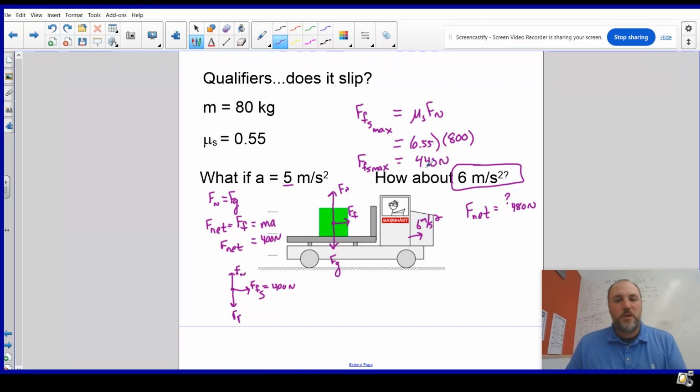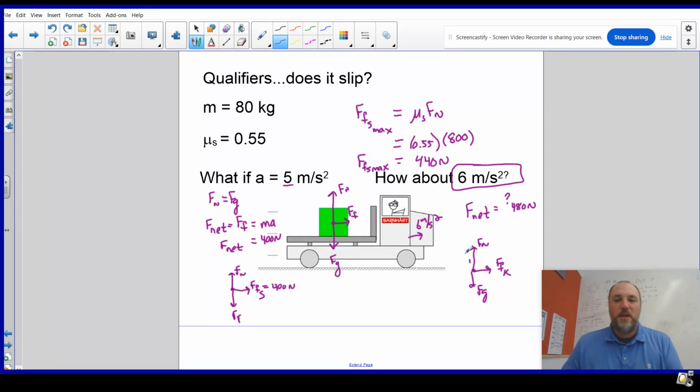Now again, we know that the friction is providing the net force, and our friction can only go up to 440 newtons. So what's going to happen now, since we're requesting an acceleration that's greater than we can provide, this crate is going to instantly become kinetic friction. So now my free body diagram looks like this. We have Fn, we have Fg, and then we have now the force of kinetic friction, which is actually going to be less than 440, because remember, the kinetic coefficient of friction is going to be smaller than the static coefficient of friction.